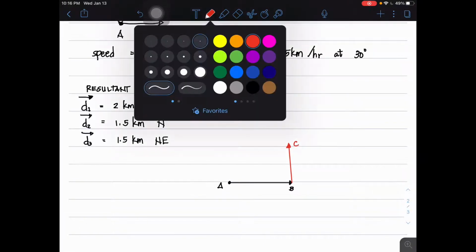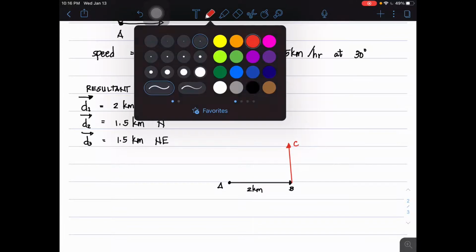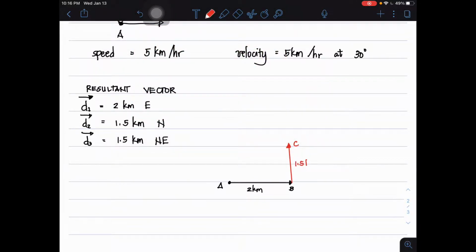By the way, I have to write the magnitude. This is 1.5 kilometers. Next, from point C, I'm going to travel 1.5 kilometers northeast. So where is northeast? It's in between north and east. So that's 45 degrees. That's 1.5 kilometers. Now the resultant vector is like the shortcut from the initial point to the final destination.